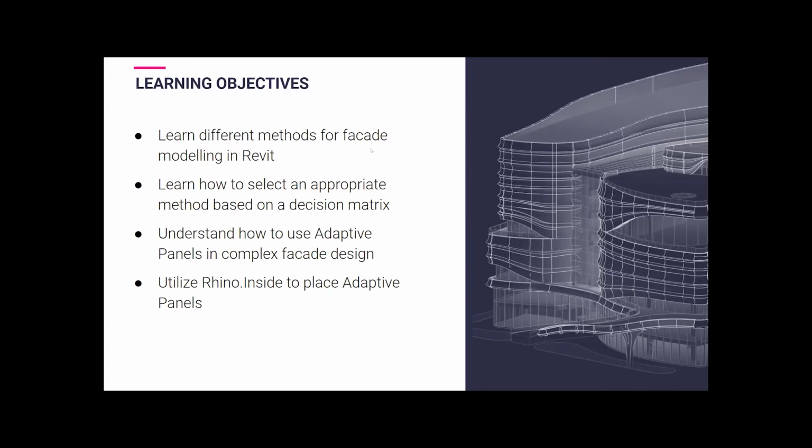Thank you, Rustam. Cool. So our learning objectives for this workshop are: what are the different methods for facade modeling inside of Revit. We're going to learn how to select an appropriate method based on a decision matrix. Like, should it be a system panel? Should it be a custom modeled panel? Should it be an adaptive panel? Then we're going to graduate into learning how to use adaptive panels inside of a complex facade design. And lastly, the overarching goal is how to place those adaptive panels inside of Revit using Rhino.Inside based on information that was created inside of Grasshopper or Rhino.